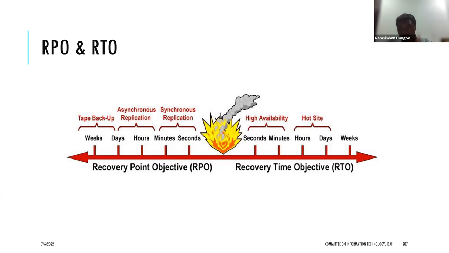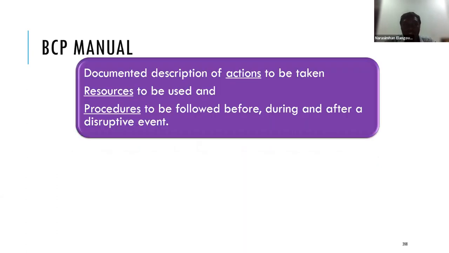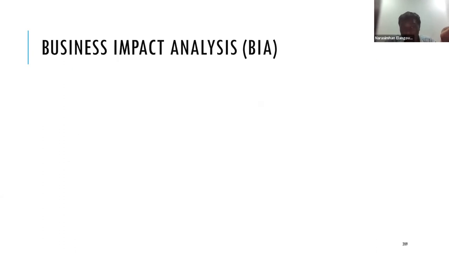Alphabetical order. You have first after that. So before the disaster is point objective, after the disaster is time objective. Next is a BCP manual. There's nothing but a document which consists of actions which you need to take.